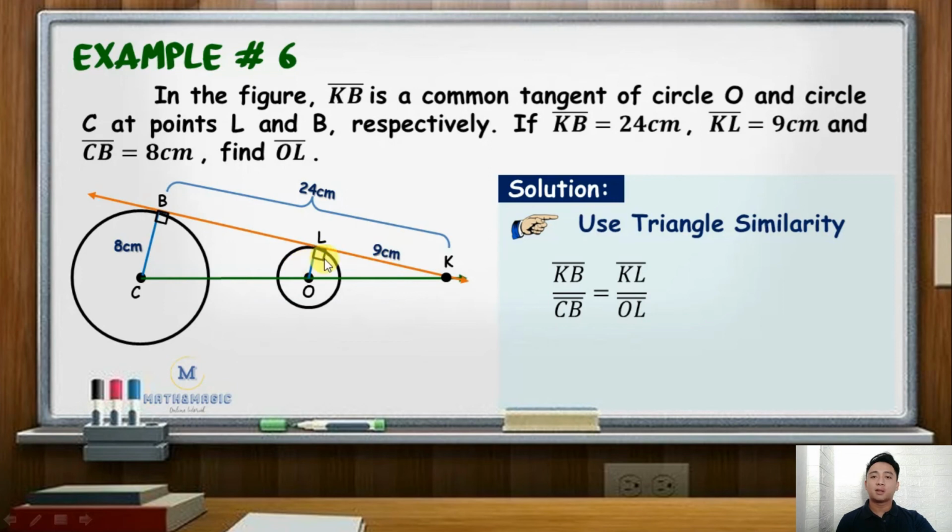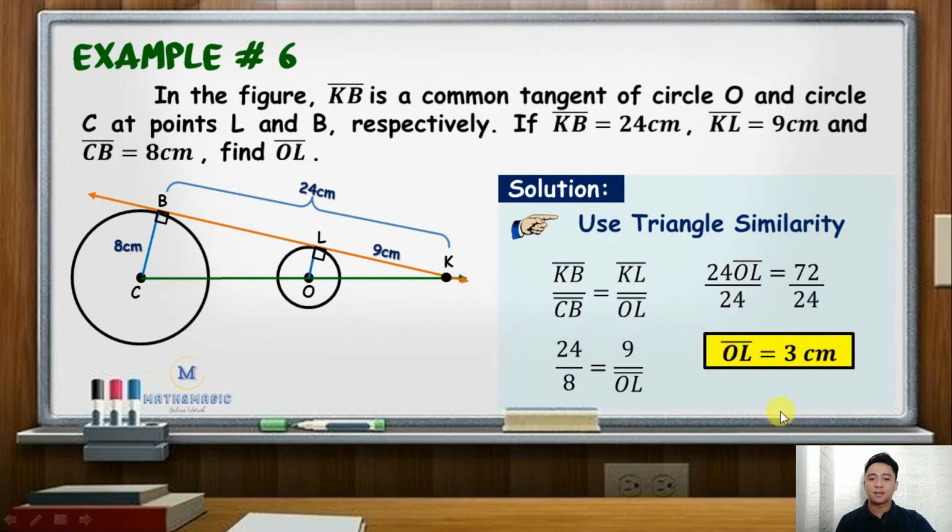By proportion, we can say that segment KB over segment CB is equal to segment KL over segment OL. Now substituting the values, it will be 24 over 8 equals 9 over segment OL. By cross multiplication, it will be 24 times segment OL equals 9 times 8 or 72. Dividing both sides by 24, segment OL is equal to 3 centimeters.